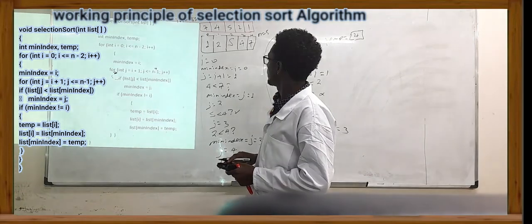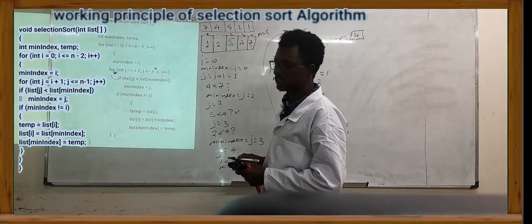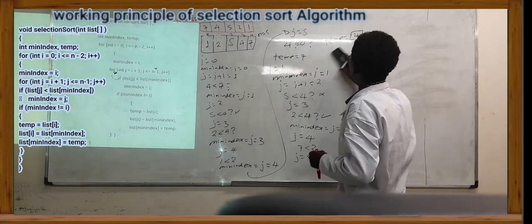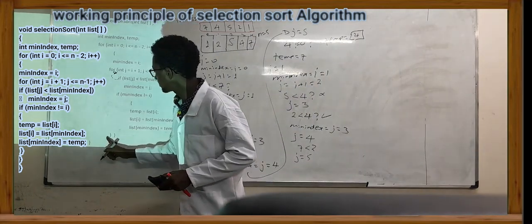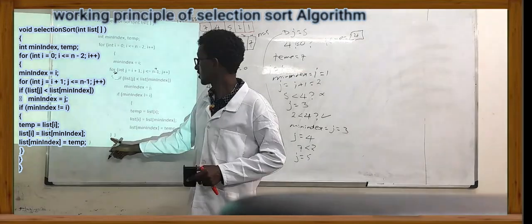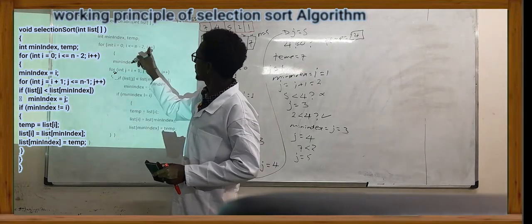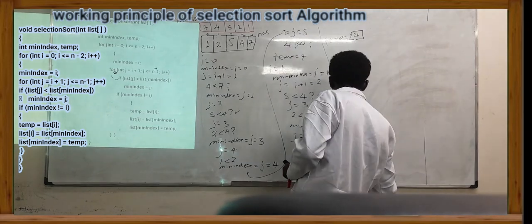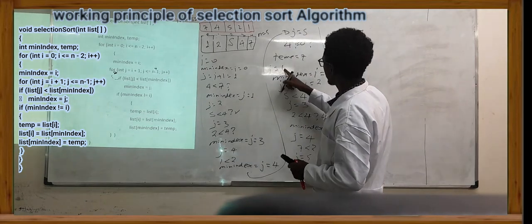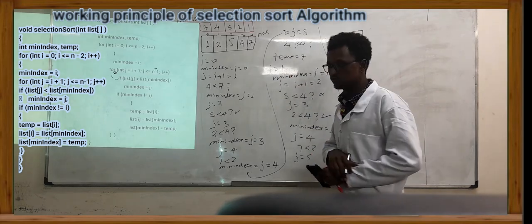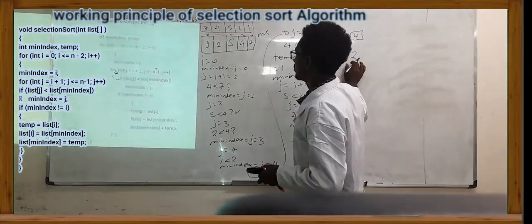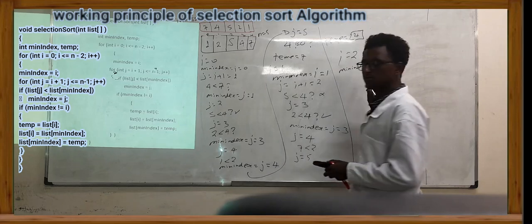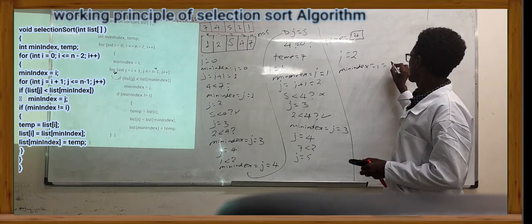This is the second round. Good. Again continue. We reach the end of the for loop, the outer for loop, and back to implementing I plus plus. I is equals to what? Here I is 1, here I equal to 2 because I plus 2. Min index is equals to what? Min index is equals to I, which is 2.